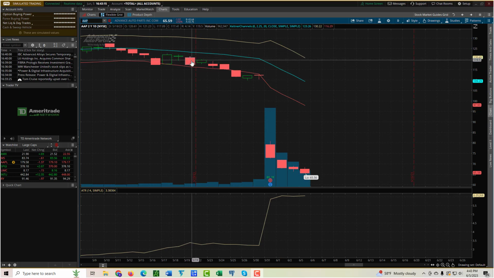Here, the red bar, it's the opposite. It means the price went down. It started here, and by the end of the day, it went down. So each of these bars represents the price activity that occurred during normal hours.